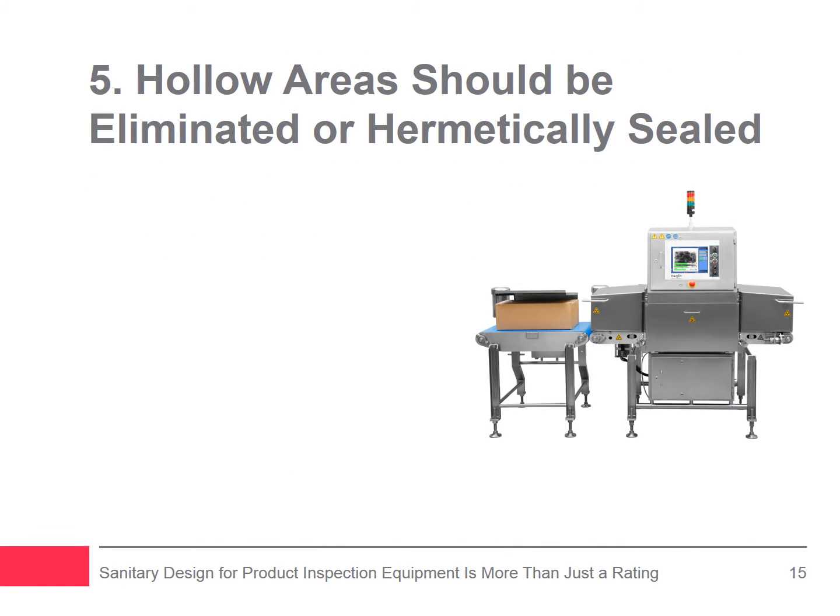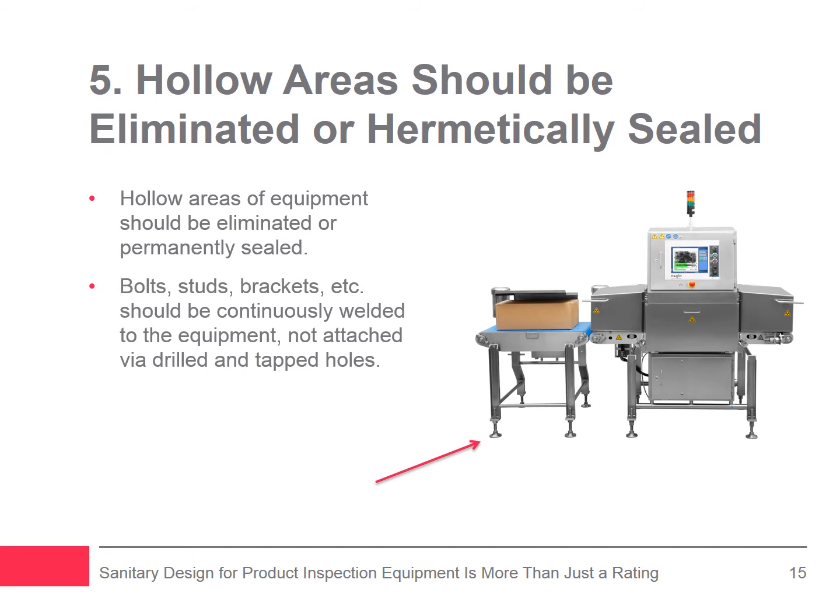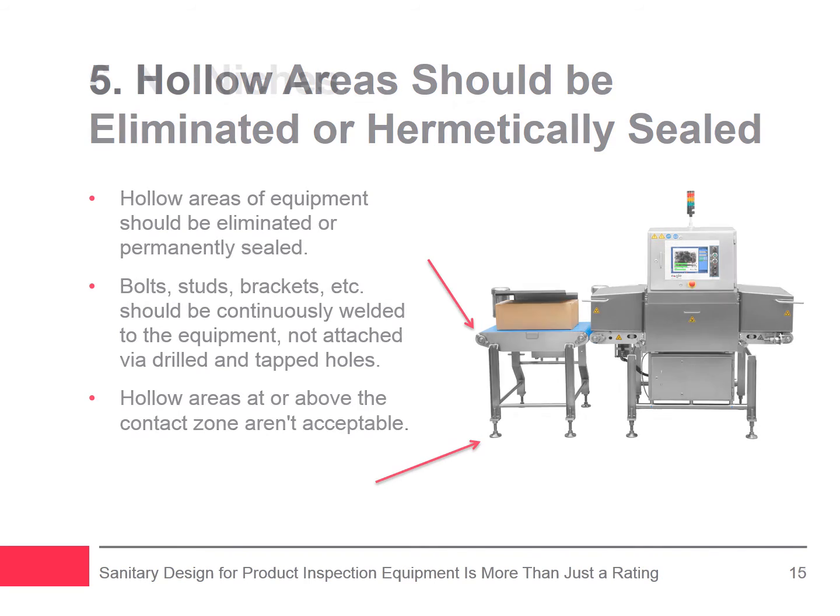Principle 5. Hollow areas should be hermetically sealed. Hollow areas of equipment such as frames and rollers should be eliminated whenever possible or permanently sealed. Bolts, studs, mounting plates, brackets, junction boxes, nameplates, end caps, sleeves, and other such items should be continuously welded to the surface of the equipment, not attached via drilled and tapped holes. Hollow areas are not acceptable at or above the product contact zone.